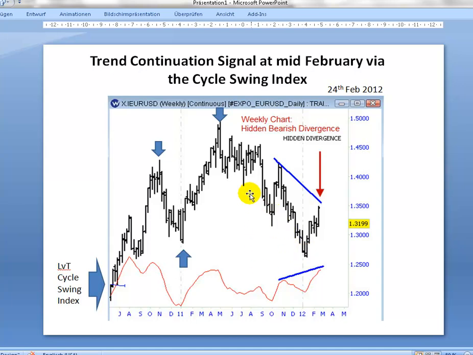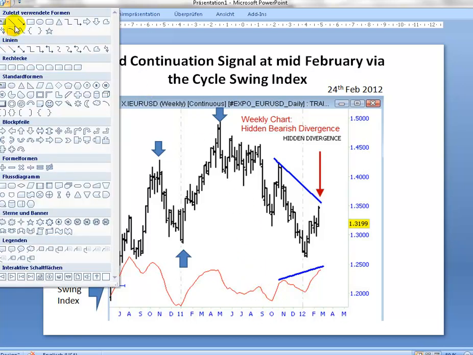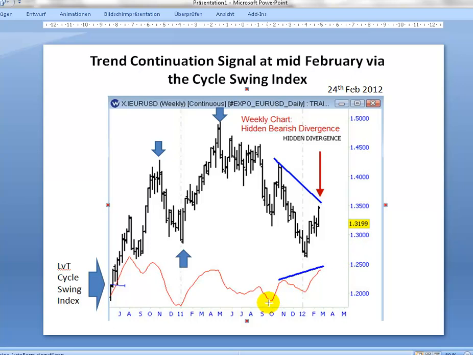There's no signal here, so we won't see any signal here. This is standard behavior, where a lower low comes up, then a lower low, lower high. So no signals at this point in time. The next signal on the cycle swing would have shown up exactly at this point in time here, where we see the next divergence.